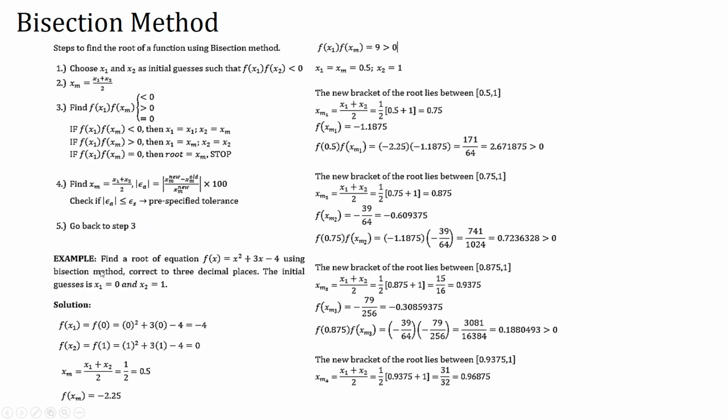For example, find a root of the equation f of x is equal to x squared plus 3x minus 4 using the bisection method, correct to 3 decimal places. And then I have set the initial guesses x1 equal to 0 and x2 equal to 1.